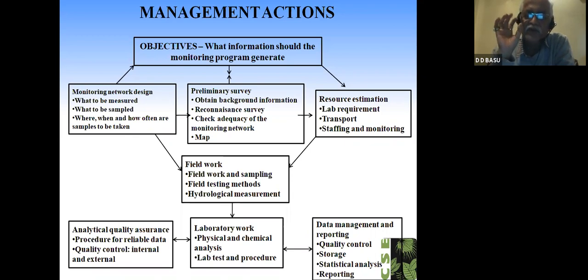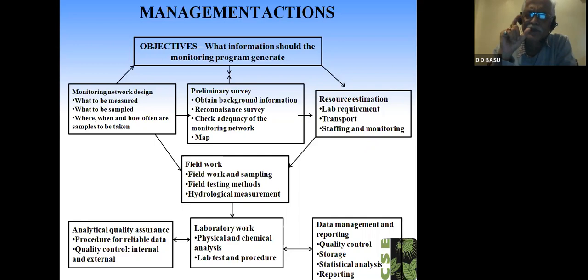Then the field work: sampling, field testing methods, and hydrological measurements. Your hydrological measurement you have to do. For a small stream, a consultant can do it, or a university can do it, or a pollution control board can do it. For a big stream like Ganga, you have to have a monitoring setup. The hydrological measurement will be with a flow meter. That is a must. Then laboratory work, physical and chemical analysis, lab tests and procedures.